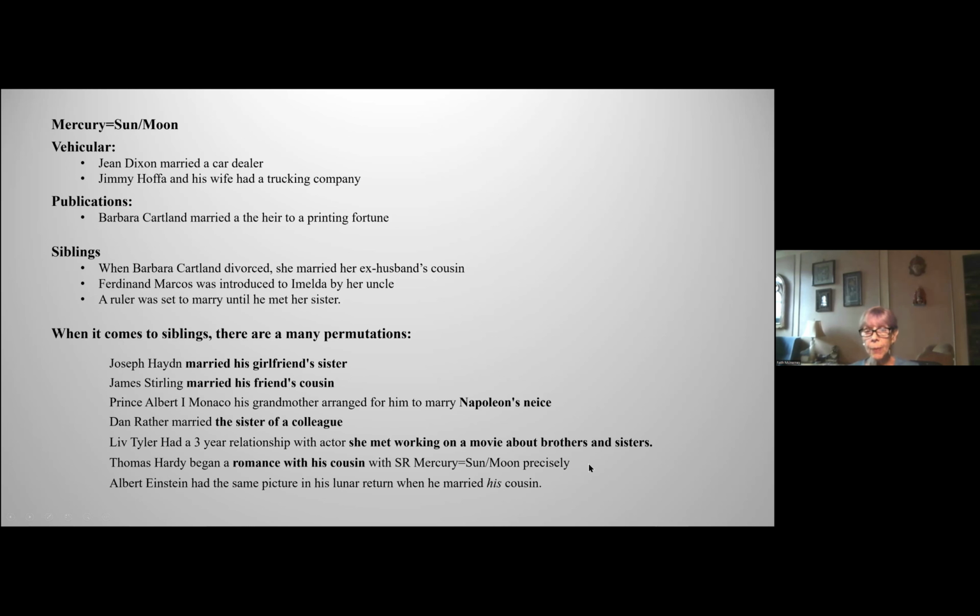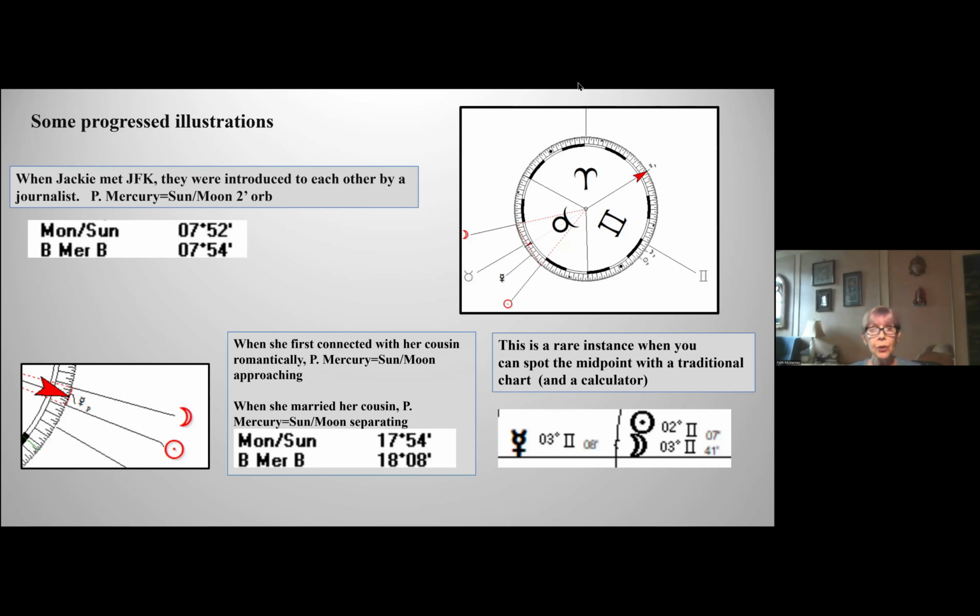It was in his solar return, Mercury equals Sun Moon. And Albert Einstein had the same picture in a lunar return when he married his cousin. Again, I urge you to use solar and lunar returns. You'll see the incidence of the pictures more frequently. Here are some progressed illustrations. When Jacqueline Kennedy Onassis met her first husband, they were introduced by a journalist. She had progressed Mercury 2 minutes from the Sun Moon midpoint, and her natal Mercury really was not close enough in orb, but her progressed Mercury came right up to it.